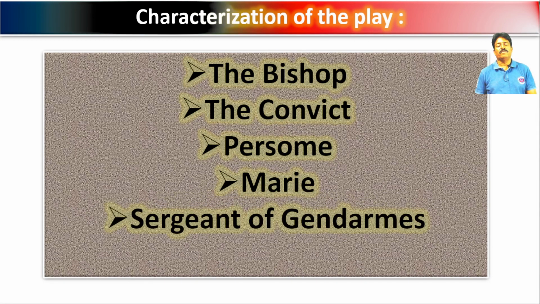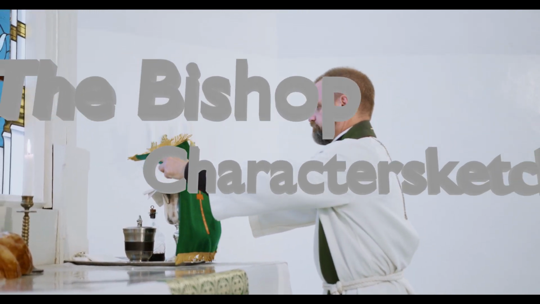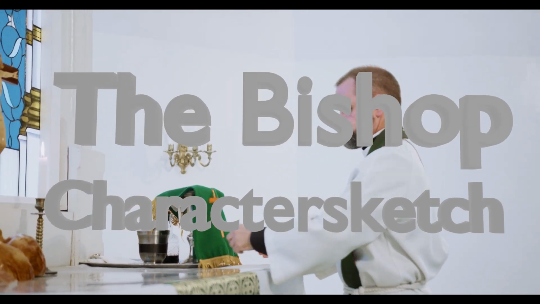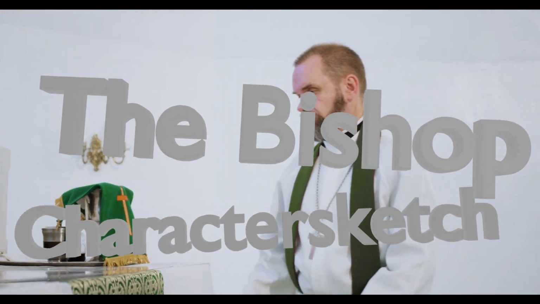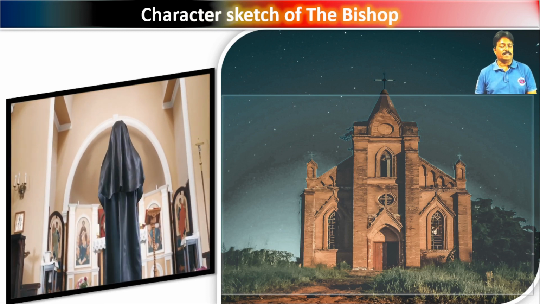Followed by this, we have another character. He is the Sergeant of Gendarmes. Now, we have the last character. It's called Jeannette. She does not appear on the stage, but there is a discussion about the character. Let us begin with the characters.